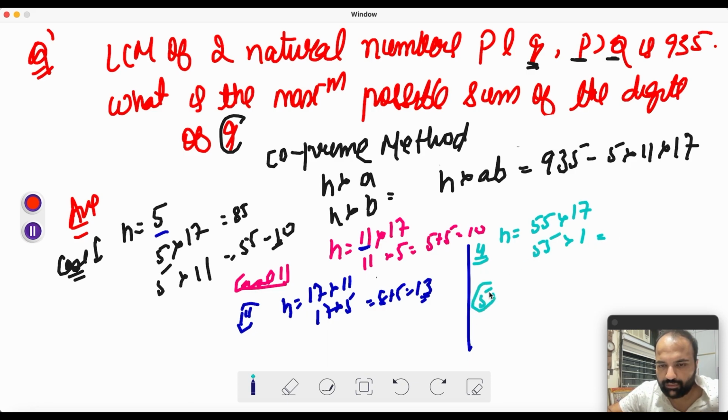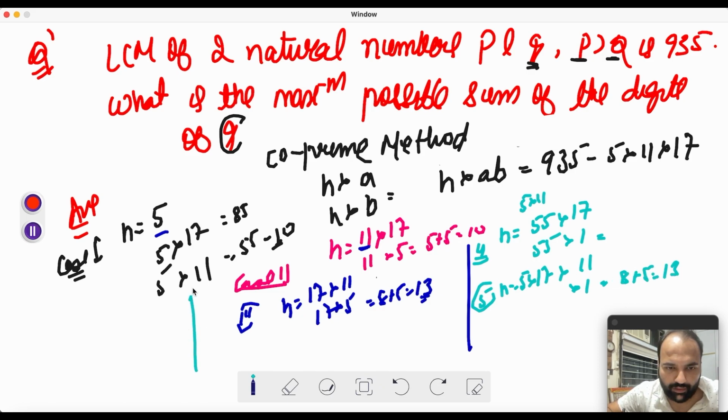So case 5, next we can take H as 5 into 17. So it would be 11 into 1. So it will be 85. So again, it's 8 plus 5 is 13.